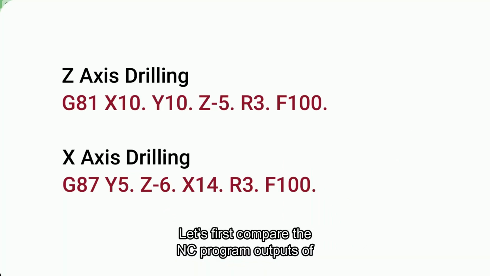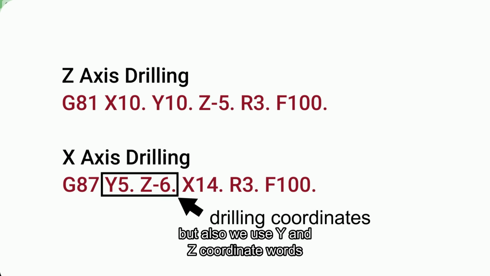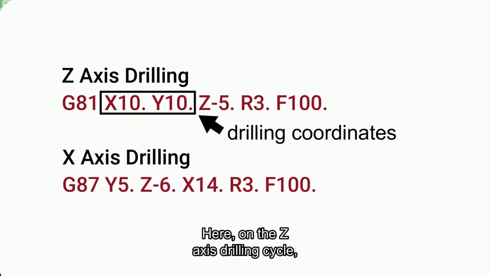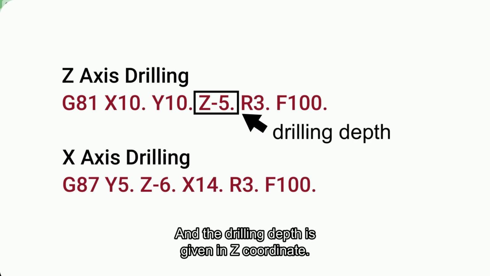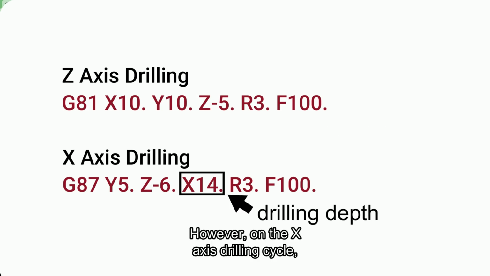Let's first compare the NC program outputs of Z-axis and X-axis drilling operations. As you can see, not only the G codes of the cycles change, but also we use Y and Z coordinate words here in the X-axis drilling. Here, on the Z-axis drilling cycle, X and Y coordinates of the drilling hole are given as the first two parameters, and the drilling depth is given in Z coordinate. However, on the X-axis drilling cycle, the drilling depth is given in X coordinate instead of Z.